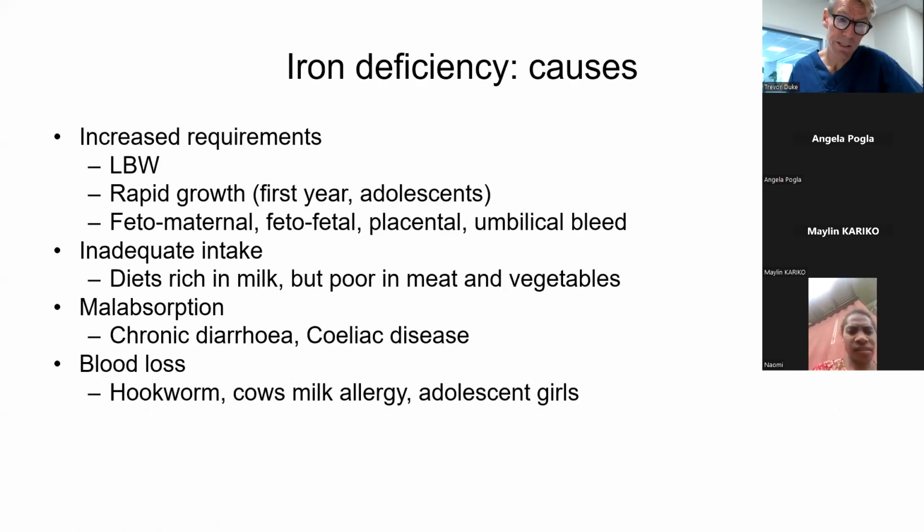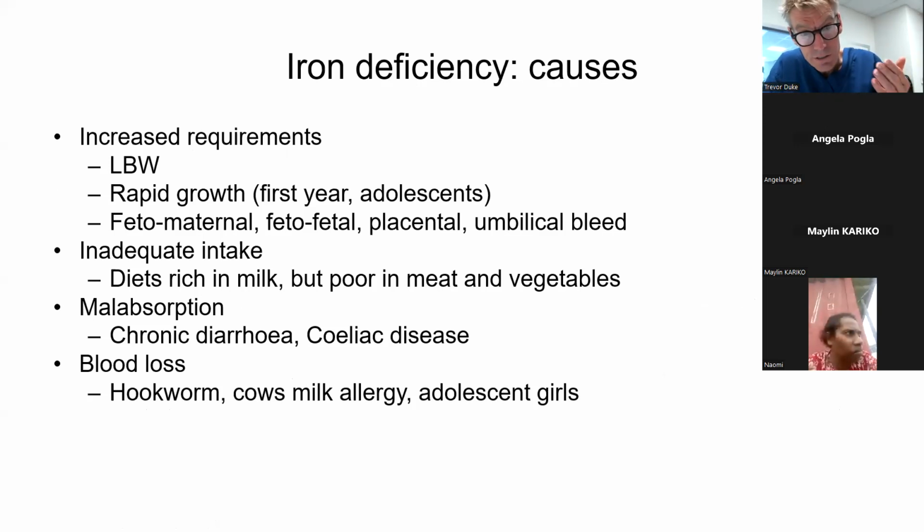It also, of course, depends on the amount of iron a mother has, and that's why iron supplementation of breastfeeding mothers is a good idea as well. There are many reasons why iron deficiency occurs. It's not just because the child's not getting enough, but there are some reasons why a child might have increased requirements for iron. That is, they might be low birth weight babies. As I said, they don't have as much iron crossing the placenta.